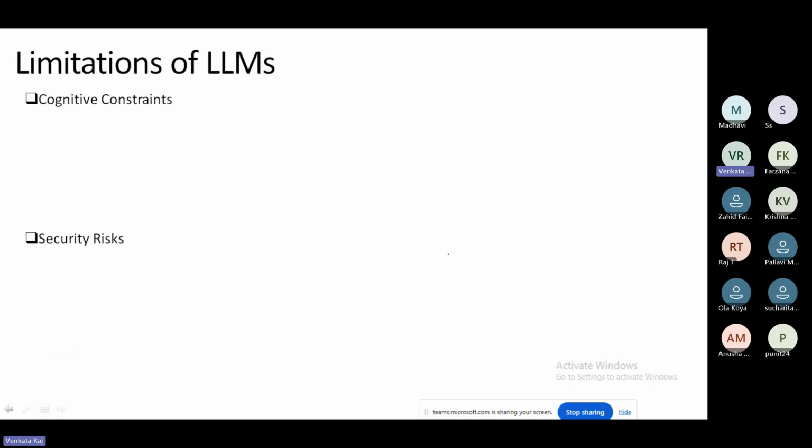Okay, then all of you, security risks. Nowadays, the biggest threat to IT systems is security threats, right? That is why cyber security is becoming more and more popular. So the AI models, the LLMs, are also not immune to these security risks.